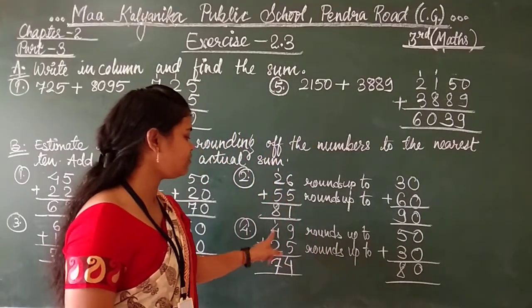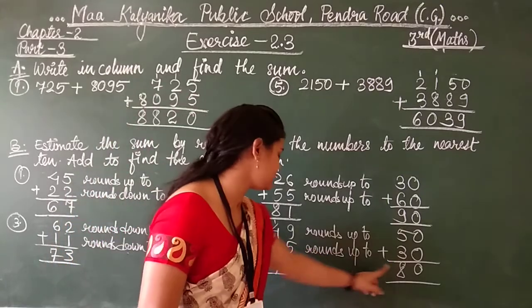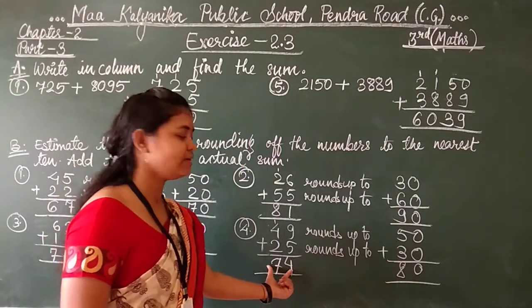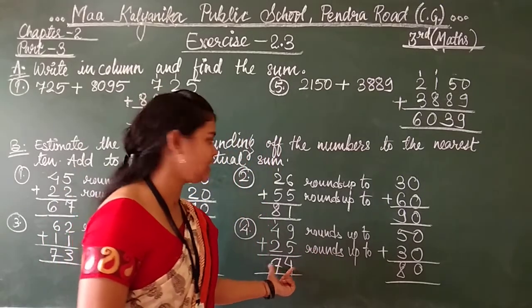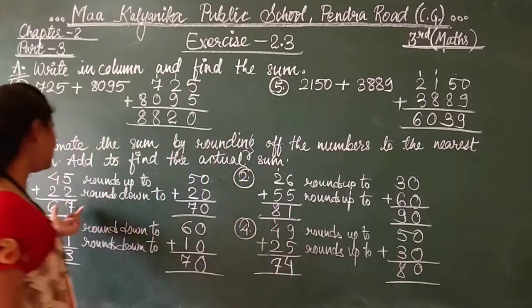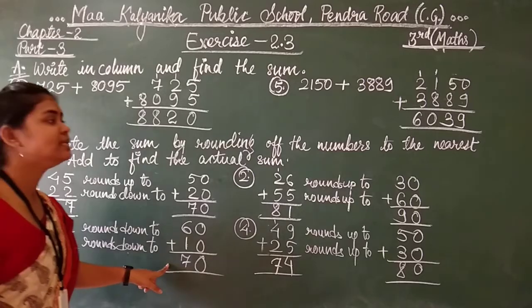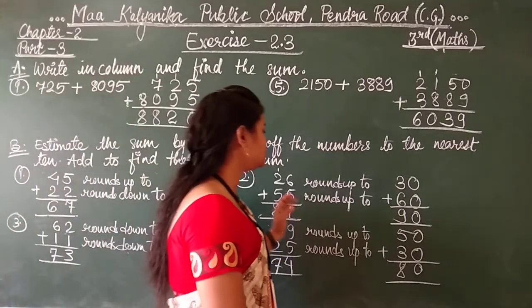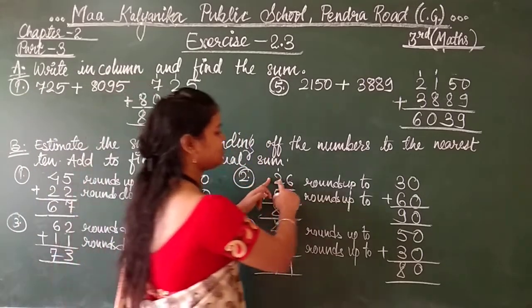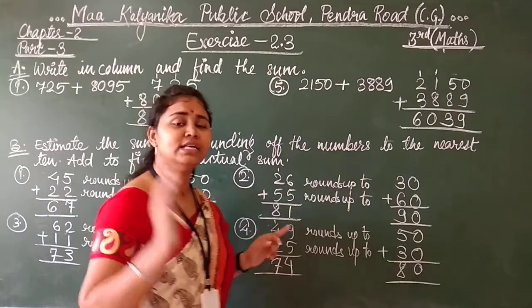So only the first and second numbers are rounded off; the answers are not. See here also the difference. 74 will round to 70. 81 will round to 80, not 90. But here 67 will round to 70 and 73 will round to 70. So students, it is not exactly that if this is rounded off and this is rounded off, the answer will also be the rounded-off value of the same number.